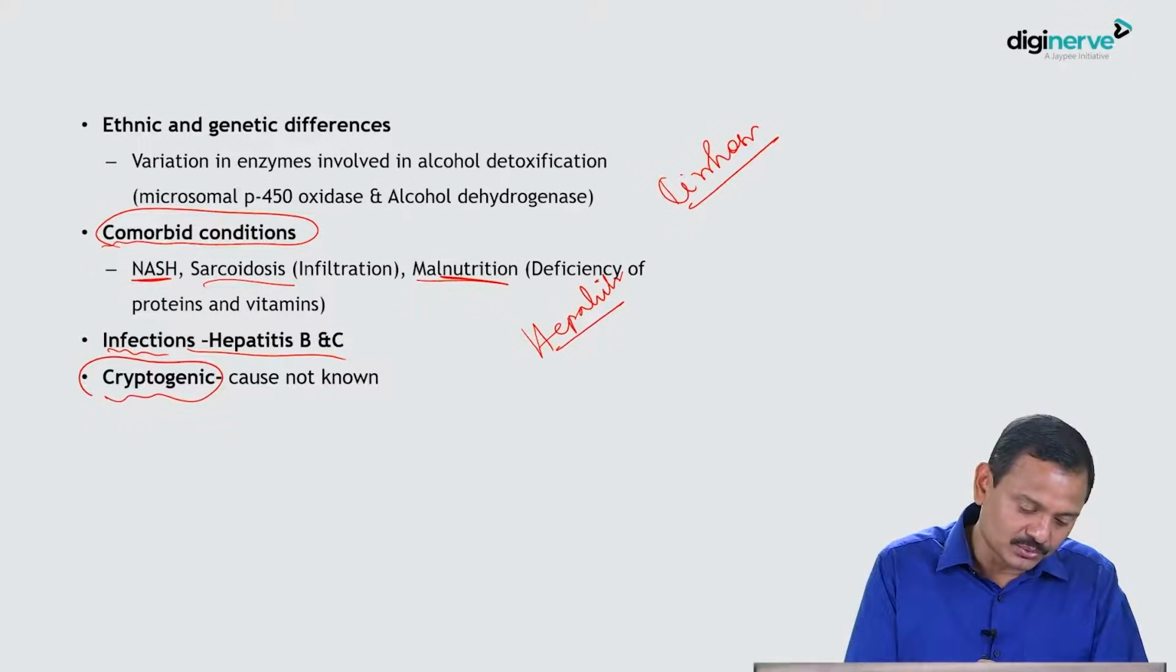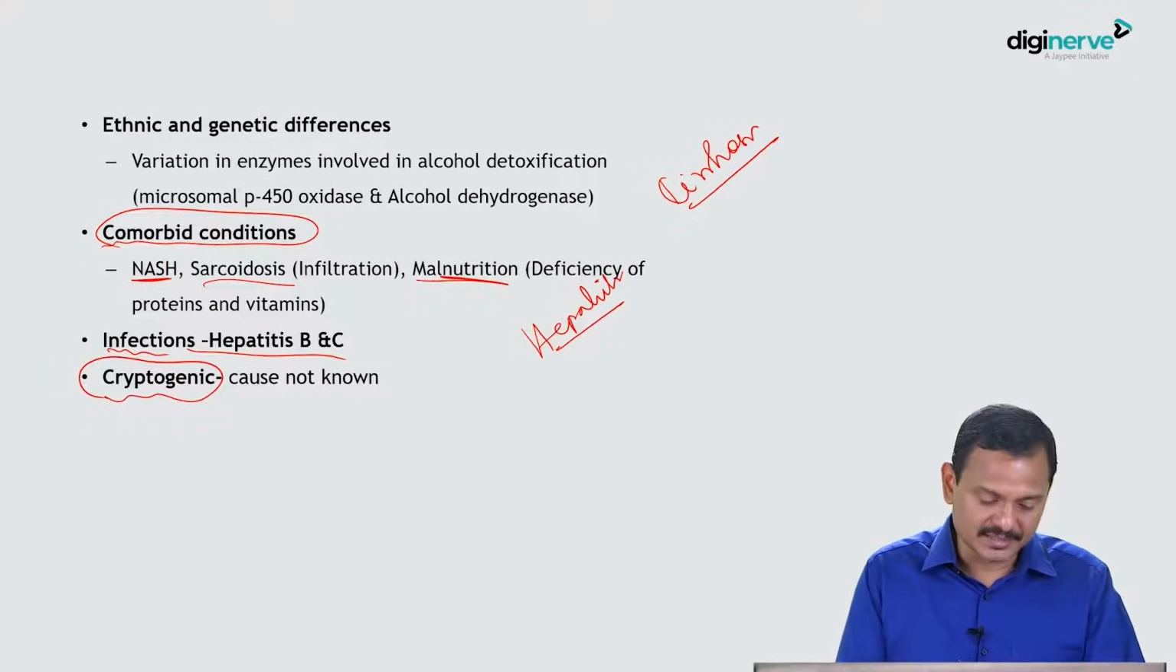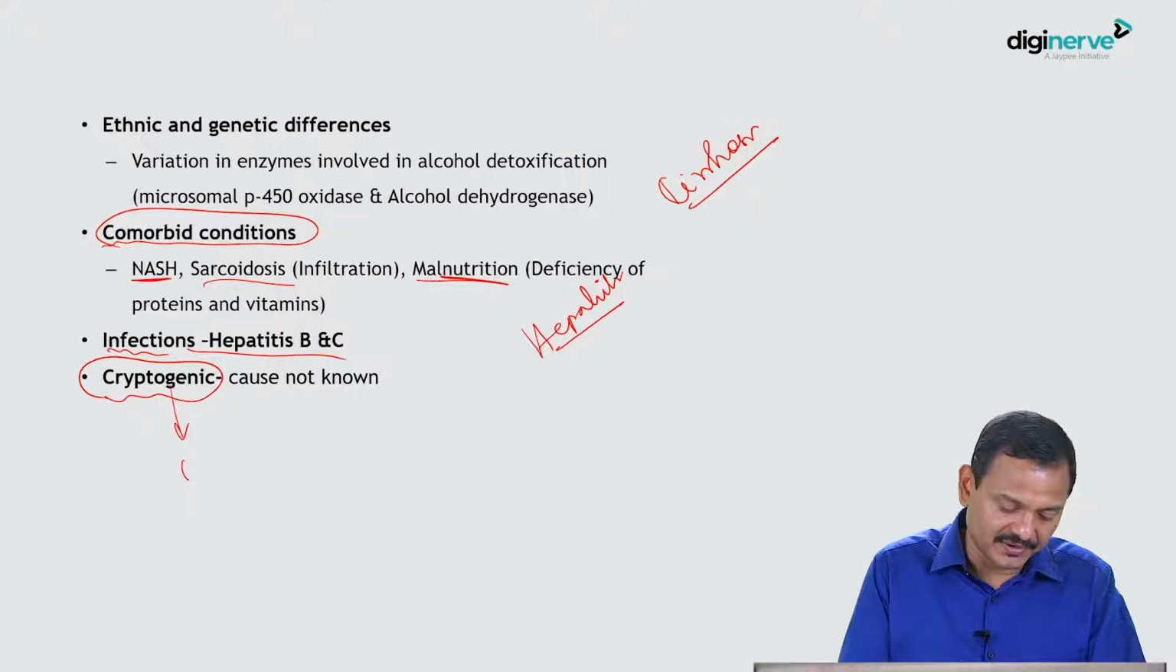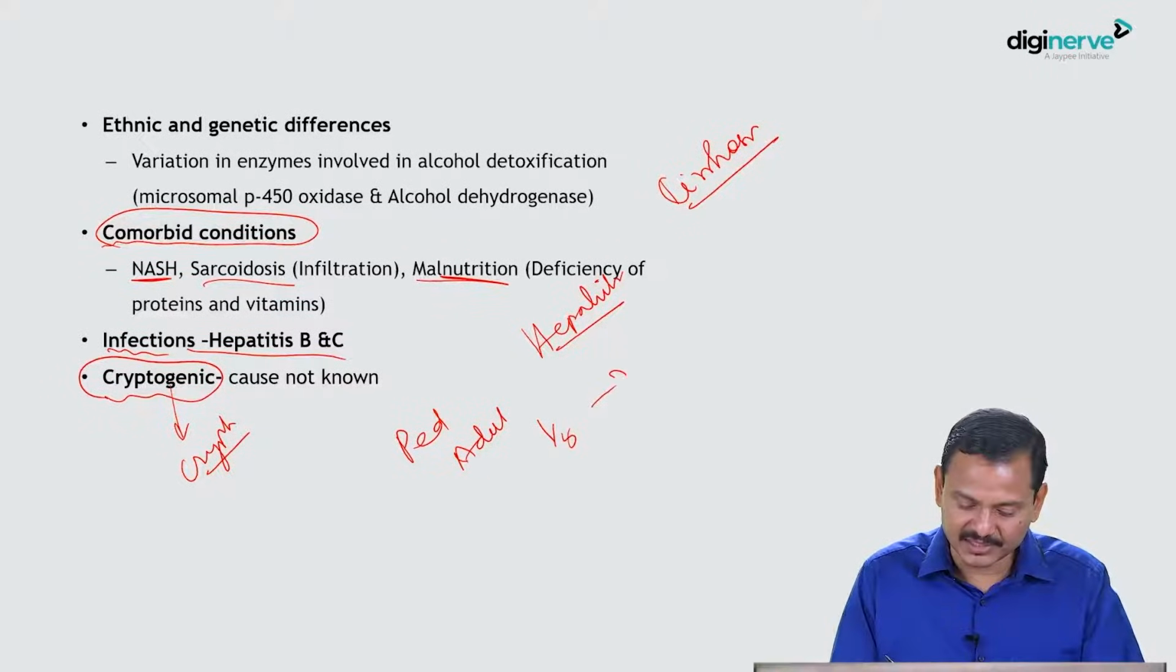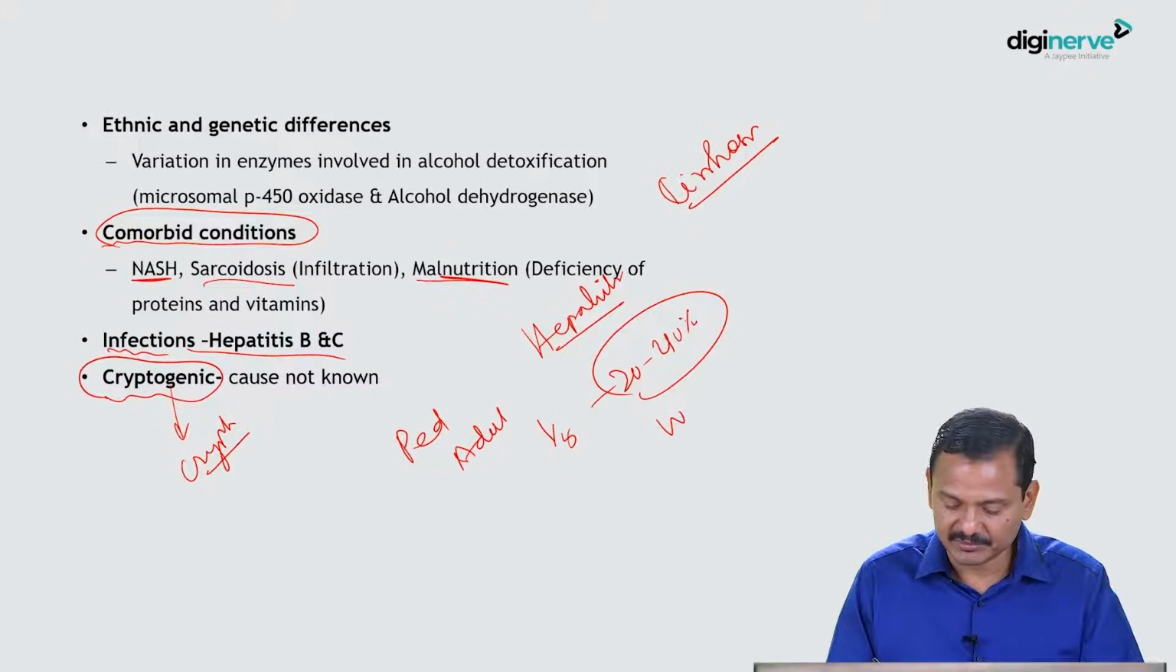And in addition to that, you may also find some cases which will be classified as cryptogenic, because in pediatric patients as well as in adult patients, around 1/5, you can say around 20% to 40% of cases, we will not be able to say what is the cause of the cirrhosis.